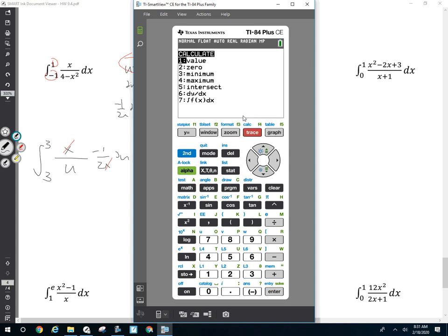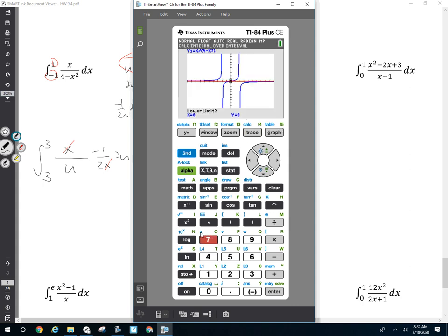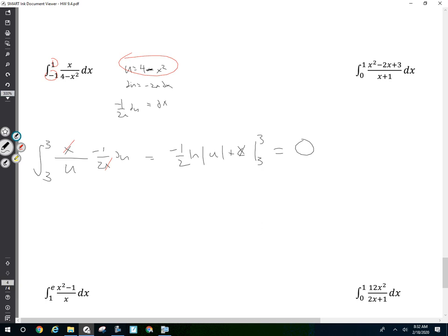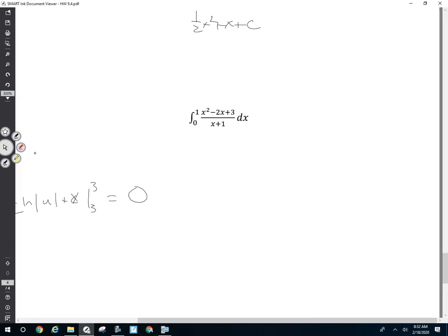Second calc, watch, I can find the integral from negative 1 to 1. And they say it's 0. There's no area. The accumulation is 0. All right, that's cool.